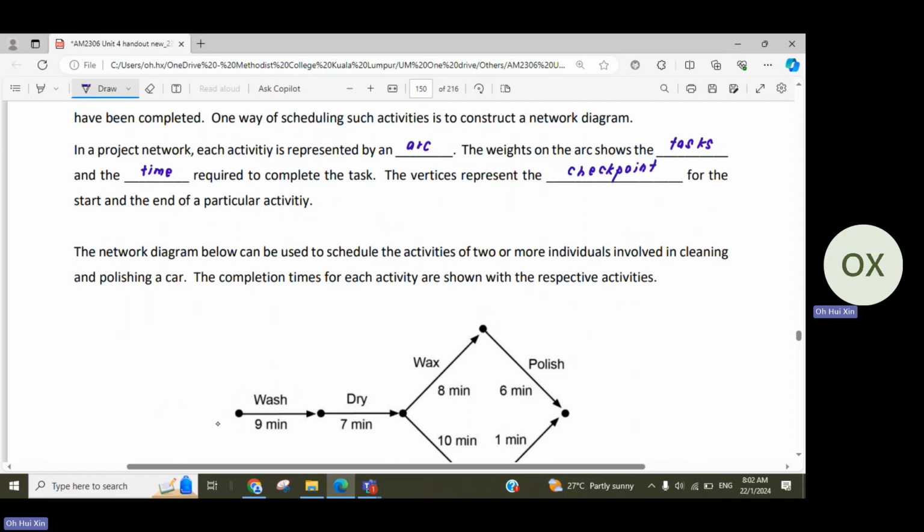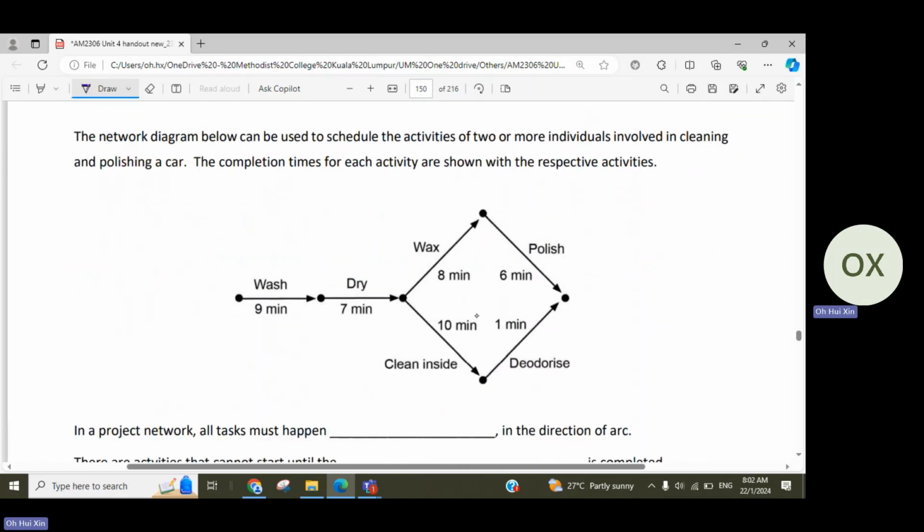So for example, this is the checkpoint telling us that this is the starting for washing, and then this is the ending for washing and also the starting for drying. Okay, so that's the idea for the checkpoint there. Remember that checkpoint is not your activity. Checkpoint is like the starting and the ending of a certain task that you are looking at. Okay, so this is what I explained just now.